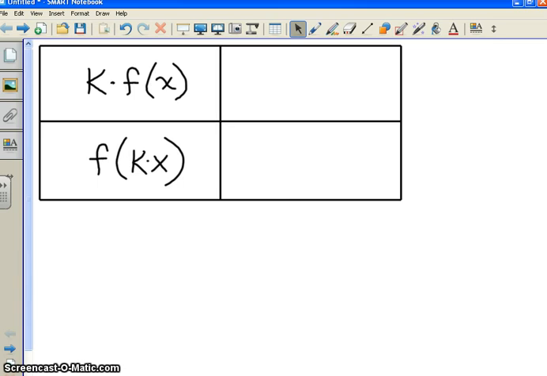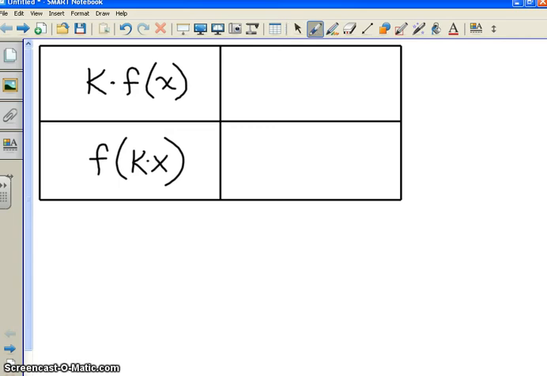When you see the notation k times f of x, you should be thinking the f of x is my y values or my outputs. So when I multiply the y values by something, that's going to change their height on the graph. If we multiply by a number bigger than 1, it's going to pull or stretch all of the y values up higher. If we multiply by a decimal, it's going to compress all of our y values down.